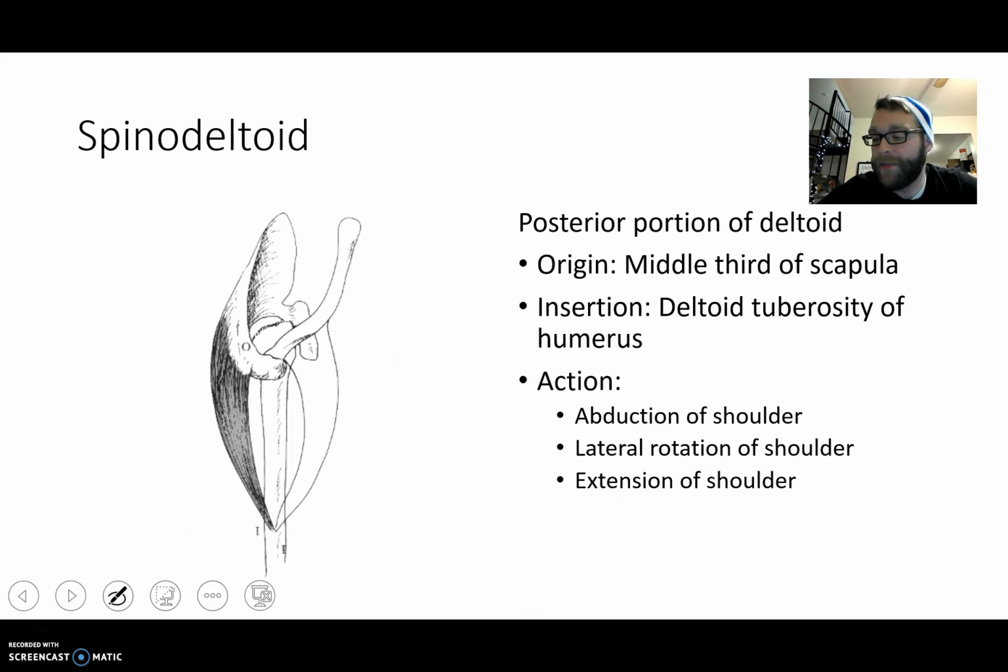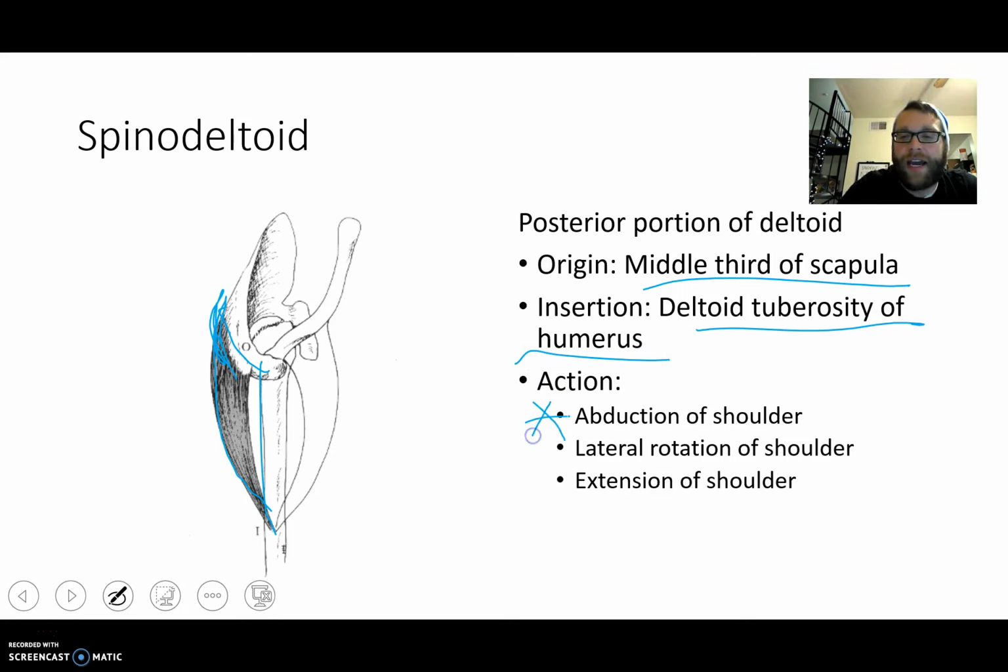All right, and then the last muscle that we're going to talk about here is the spinodeltoid. This is the posterior portion. You can call it the posterior deltoid. It's the middle third of scapula where it's going to originate. So it's going to be on this posterior part here where it originates. So scapular spine. Deltoid tuberosity of humerus is where its insertion is. So again, that's a pretty good insertion to memorize for deltoids.